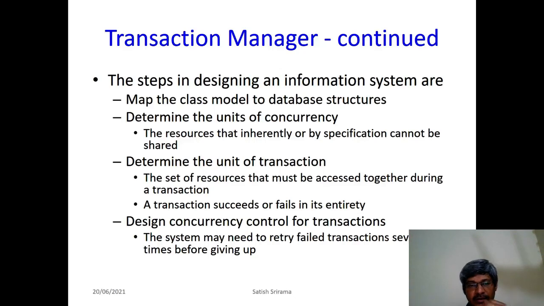Basically, the unit of transaction is something like this: the set of resources that must be accessed together during a transaction. For example, a transaction may involve getting the user details, changing, say, his salary, updating it, and then committing. This all becomes a single transaction. A transaction as a whole succeeds or fails.